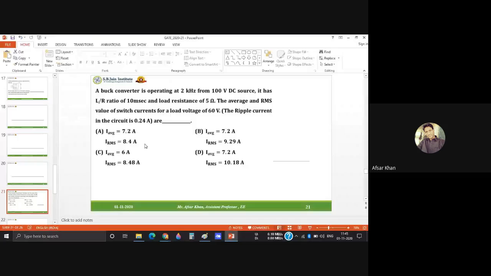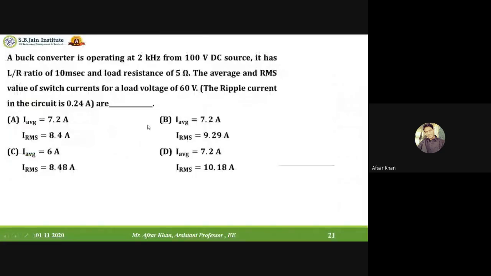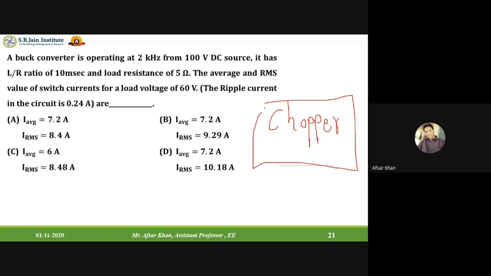So the next problem will be this one. Okay, this is from chopper. Let's just take the screenshot. We will solve this problem. So in chopper, there are very interesting concepts.